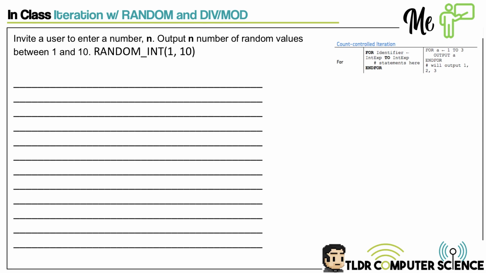So recording now, I'm going to use the same thing I tried to do of identifying variables, identifying commands or actions I need to do, and values. So let's have a read through. I invite a user to enter a number, n. I output n numbers of random values between 1 and 10. And this often happens in exams. You're then given this as an example.